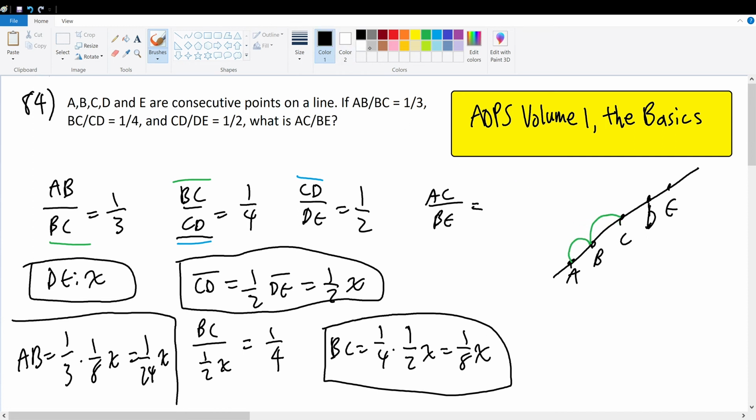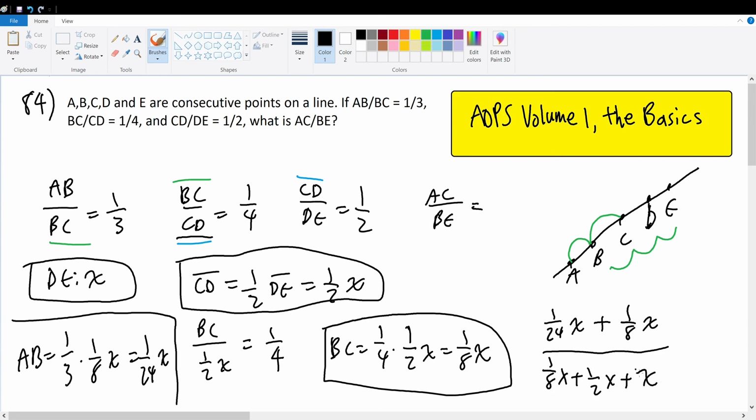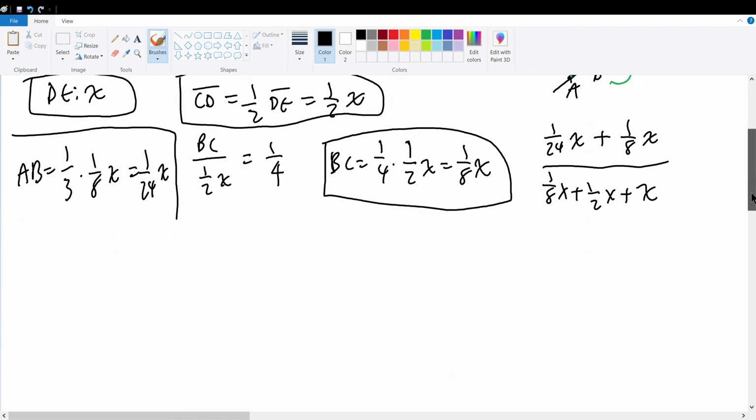And do we know what that is? Well, we know what AB is. AB is 1 over 24th X added to BC segment, which is an eighth X. And what is BE segment composed of? BE segment is the same thing as BC plus CD plus DE. And we know all those quantities in terms of X as well. BC is the same thing as an eighth X plus half X plus DE, which is X. So we just need to solve and simplify each fraction in the numerator and denominator, and we'll get our answer.